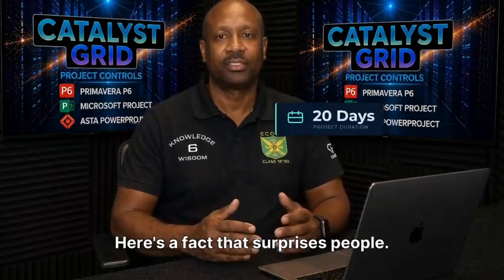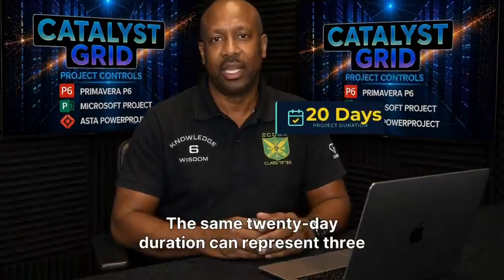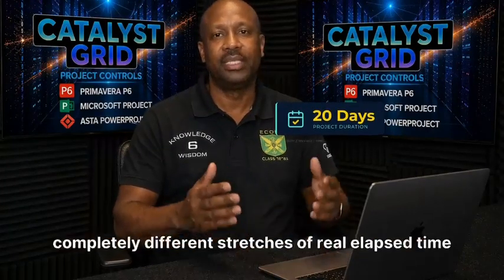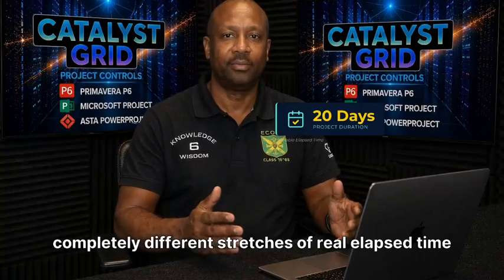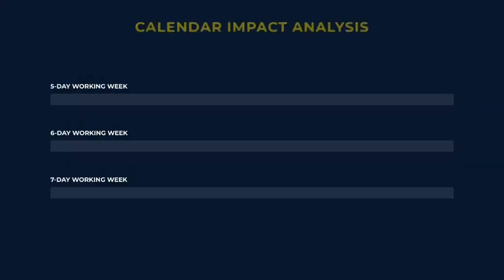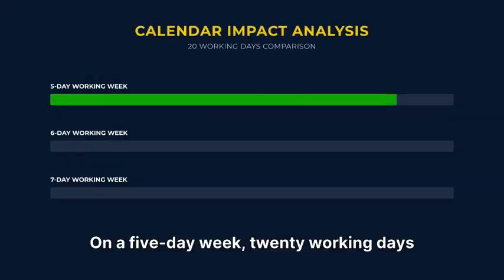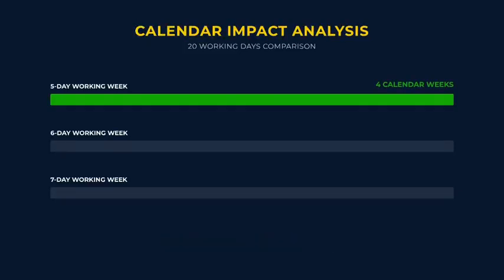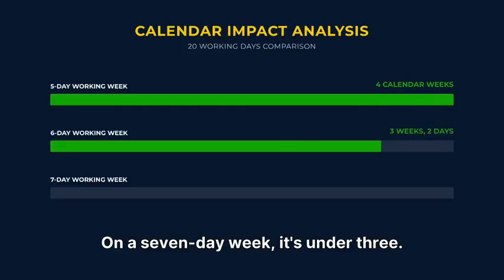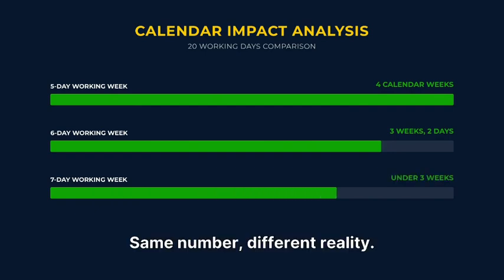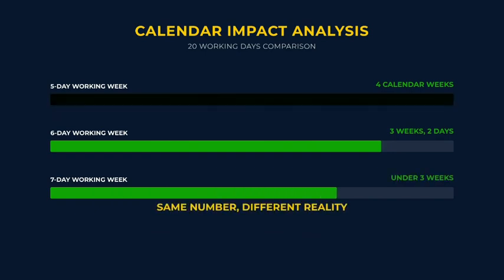Here's a fact that surprises people. The same 20-day duration can represent 3 completely different stretches of real elapsed time depending on the calendar. On a 5-day week, 20 working days is 4 calendar weeks. On a 7-day week, it's under 3. Same number, different reality. This is why the calendar review is vital.